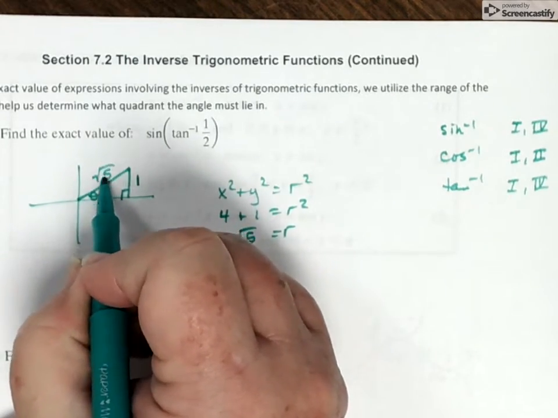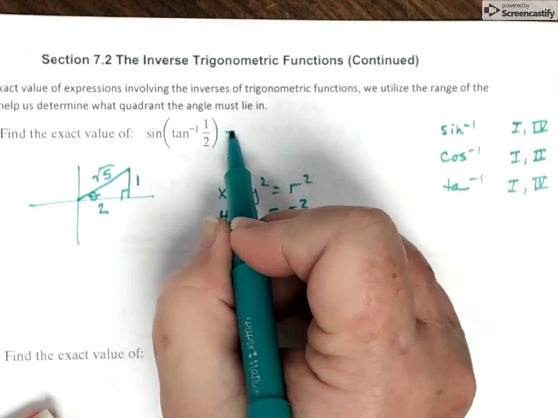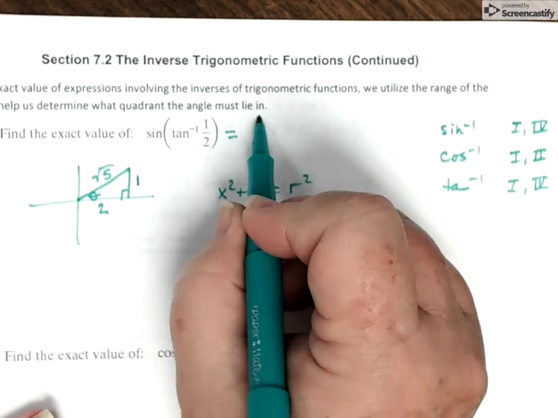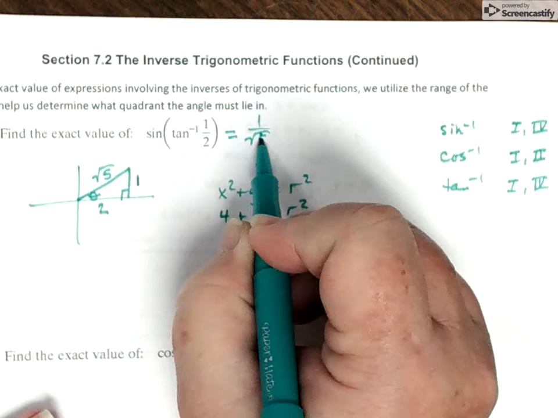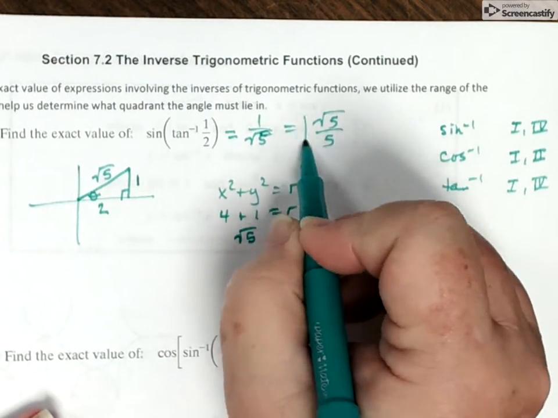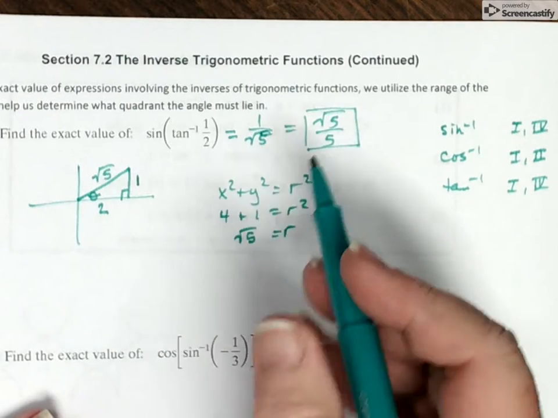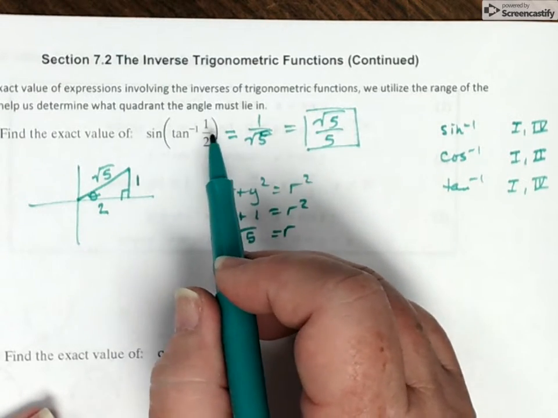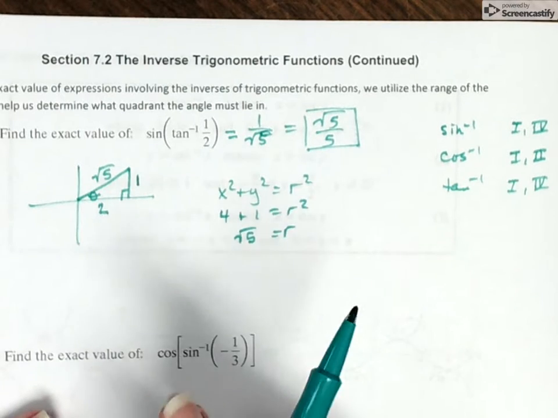If r is the square root of 5, then the sine of the inverse tangent of 1/2 would equal 1 over root 5. Now remember, we need to rationalize our answer, so our answer is root 5 over 5. That fits because it's positive, and the sine of any angle in quadrant 1 would have to be positive.